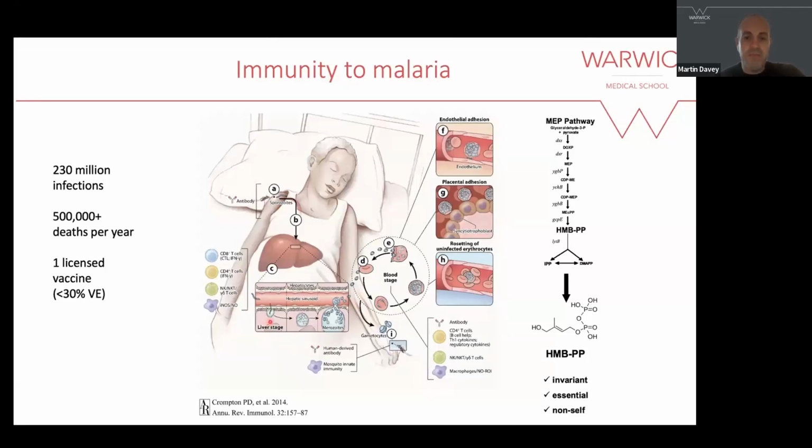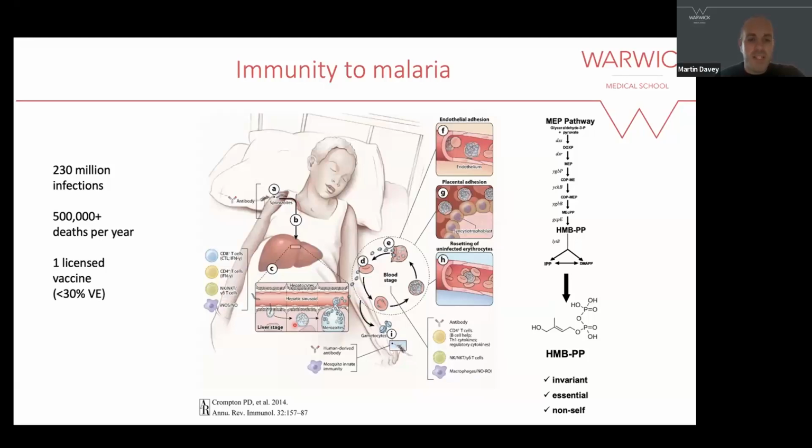So there are no symptoms or anything like this, where they enter into hepatocytes and then rapidly develop over the next 7 days before bursting out as a merozoite population, and then starting a rapid asexual cycle of infection of red blood cells. And some of these cells will turn into gametocytes, which then are picked up by new mosquitoes, and the cycle continues.